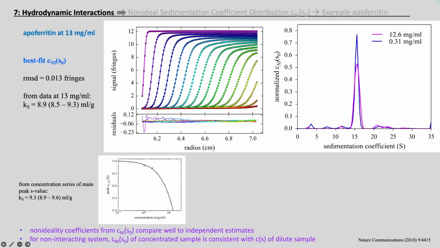In addition, this molecule does not show self-association, and therefore we can compare the distribution obtained with the standard c(S) from dilute sample, which is in blue, with the result of the non-ideal c(S) of the concentrated sample in magenta. This shows the polydispersity is nicely resolved.